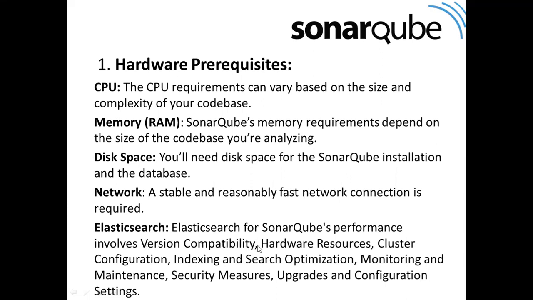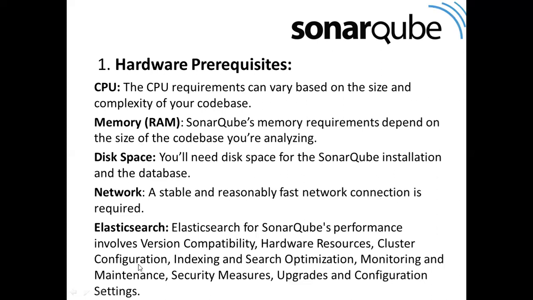After that, hardware resources. Allocate sufficient resources to Elasticsearch, including memory like RAM, SSD for storage, and CPU cores. Elasticsearch benefits from having adequate resources for its operation. This is hardware resources, and next is cluster configuration.